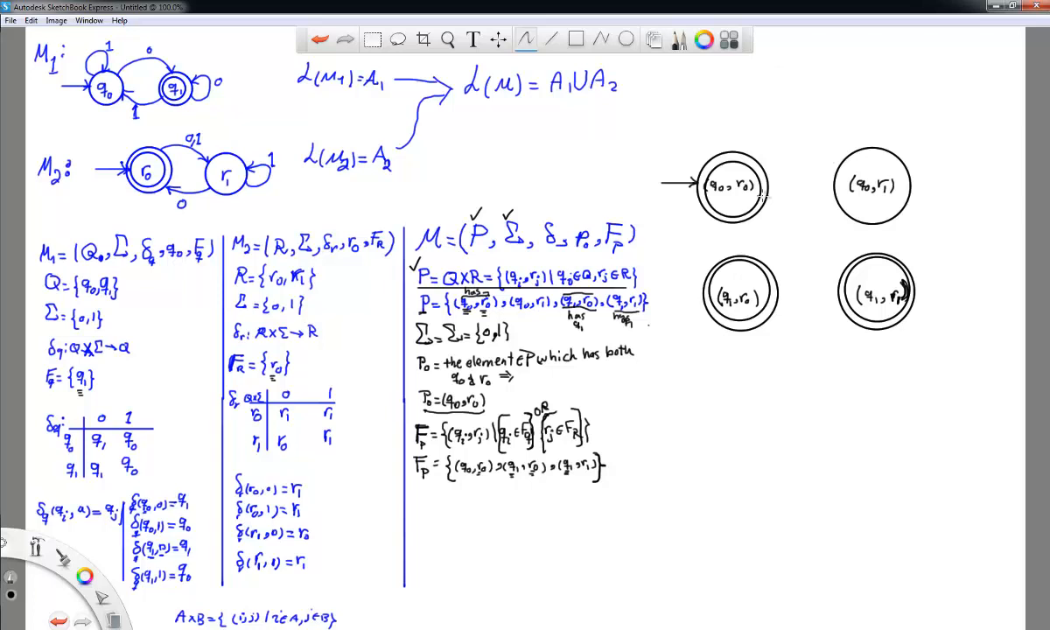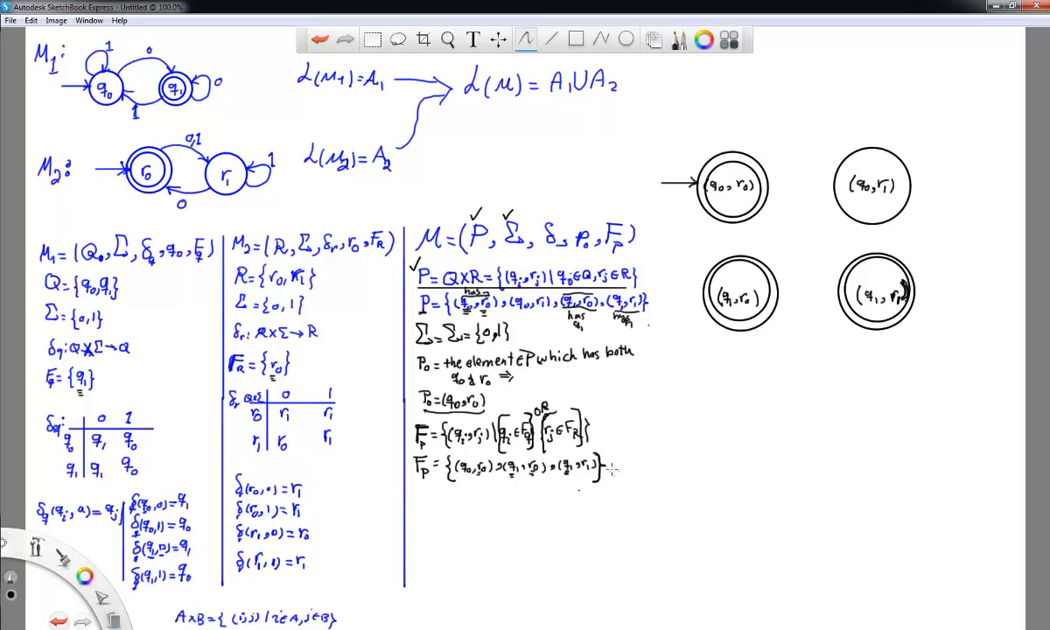So now I created my machine with its states created, which is the pairs here, the language, which is the sigma here, the P sub 0, the start state, which is the state that has both start states in it, and the accept states, which are the states in which either one or two of the pair of elements are an original accept state from the original machines.